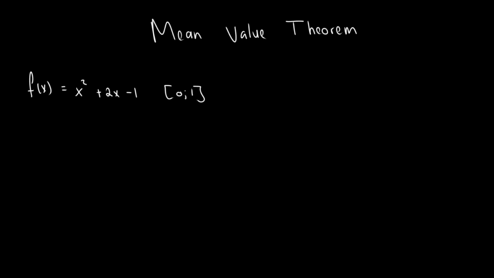Okay, so what's up with this mean value theorem? Well, the mean value theorem looks something like this. Look, you have f(b) minus f(a) is equal to f prime of c times (b minus a). Okay, so what does this mean? Look, it's very easy. This is what you do.